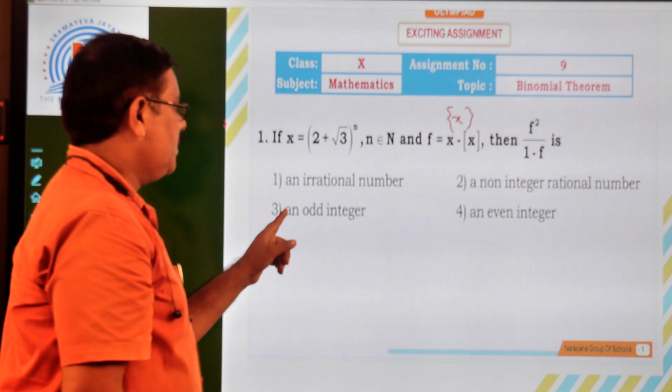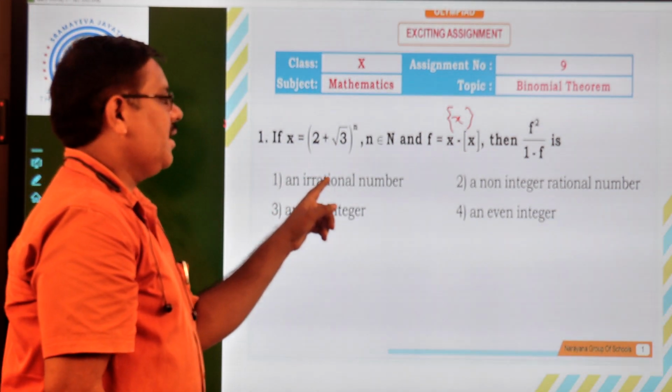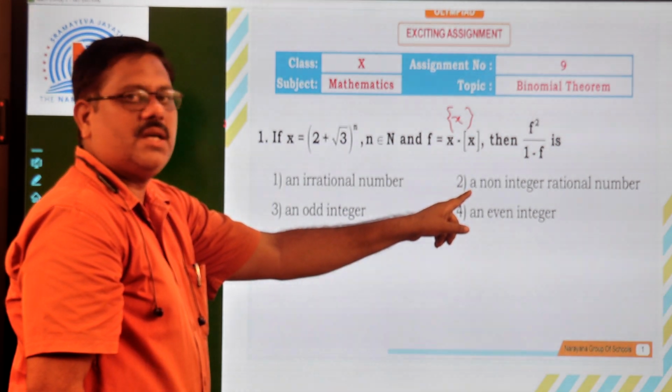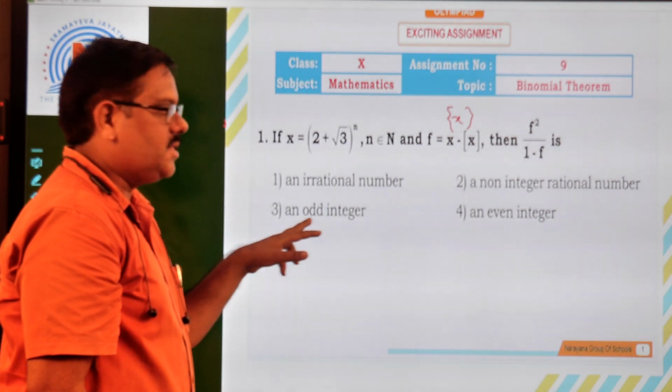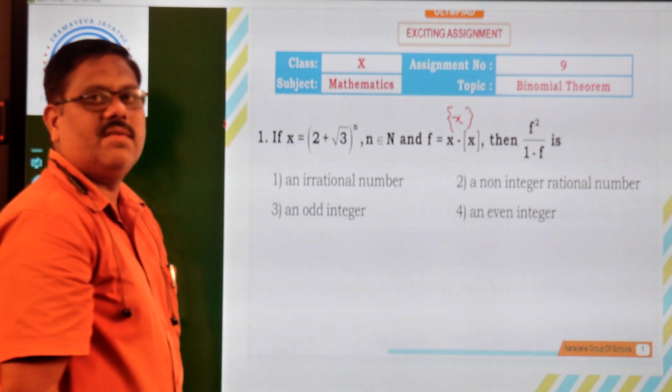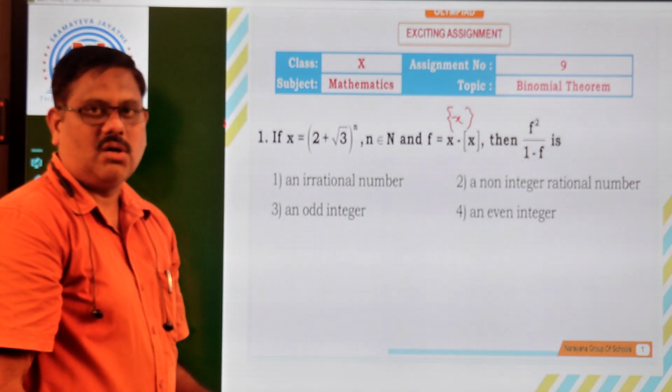We are given four options. The first option is an irrational number, the second option is a non-integer rational number, the third option is an odd integer, and the fourth one is an even integer. Now let us solve this question.